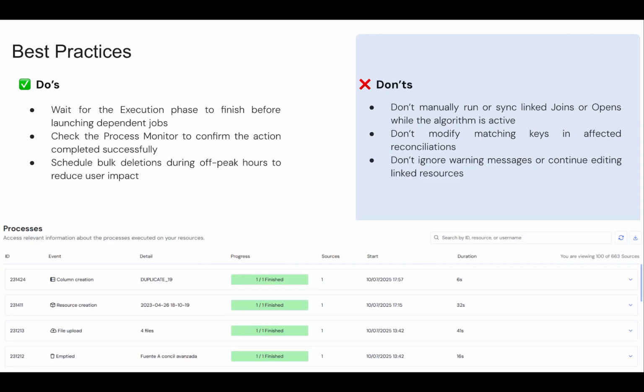Thanks to this new feature, Symmetric now automatically blocks conflicting actions and issues real-time alerts, significantly reducing the chance of inconsistencies or user errors during critical data deletion workflows.